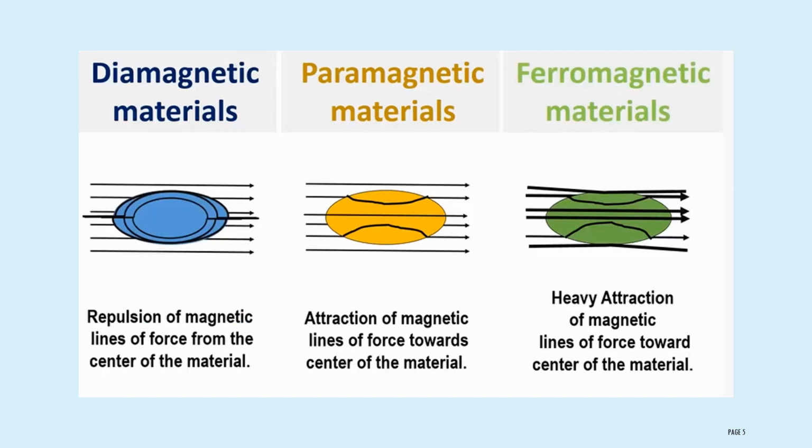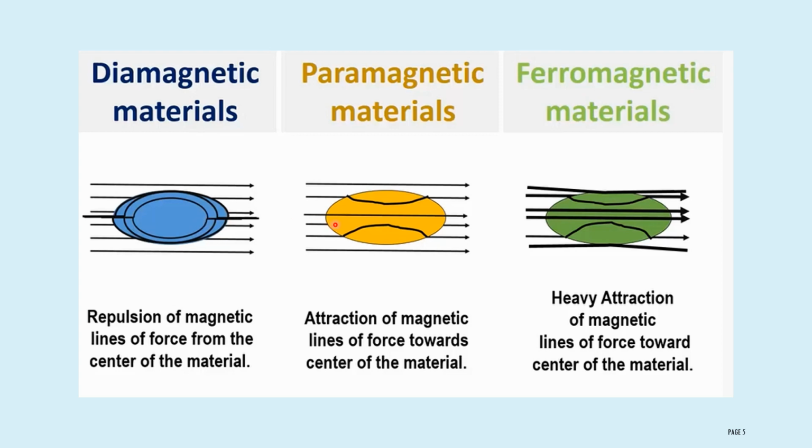If you place diamagnetic, paramagnetic and ferromagnetic materials in a magnetic field, how will the magnetic field lines behave with these different materials? Let us discuss here. First one, in the case of a diamagnetic material, if you place it in the magnetic field, then you can see the repulsion of magnetic field lines of force from the center of the material. The magnetic field lines get repelled from the center of the material in the case of diamagnetic materials.